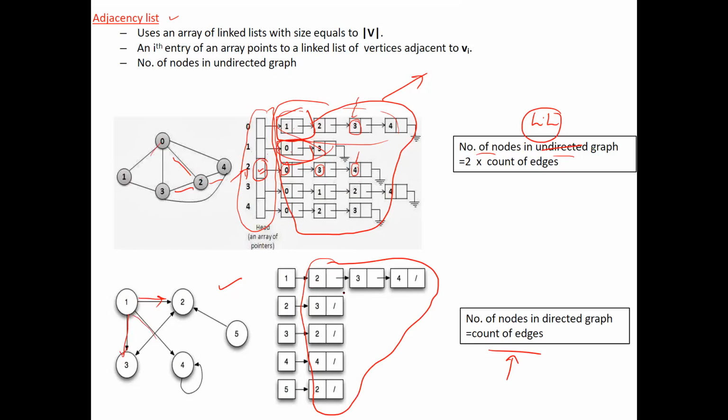So this representation will give me the adjacent nodes. Like if you take the example of 5 being adjacent to 2, the entry for index 5 in the starting address array will have a linked list node pointing to the 2 node. Similarly, 1 is adjacent to 2, 3 and 4, so the starting address for node 1 will point to linked nodes 2, 3 and 4, and so on. Because 4 is pointing to itself, the node will be this one.